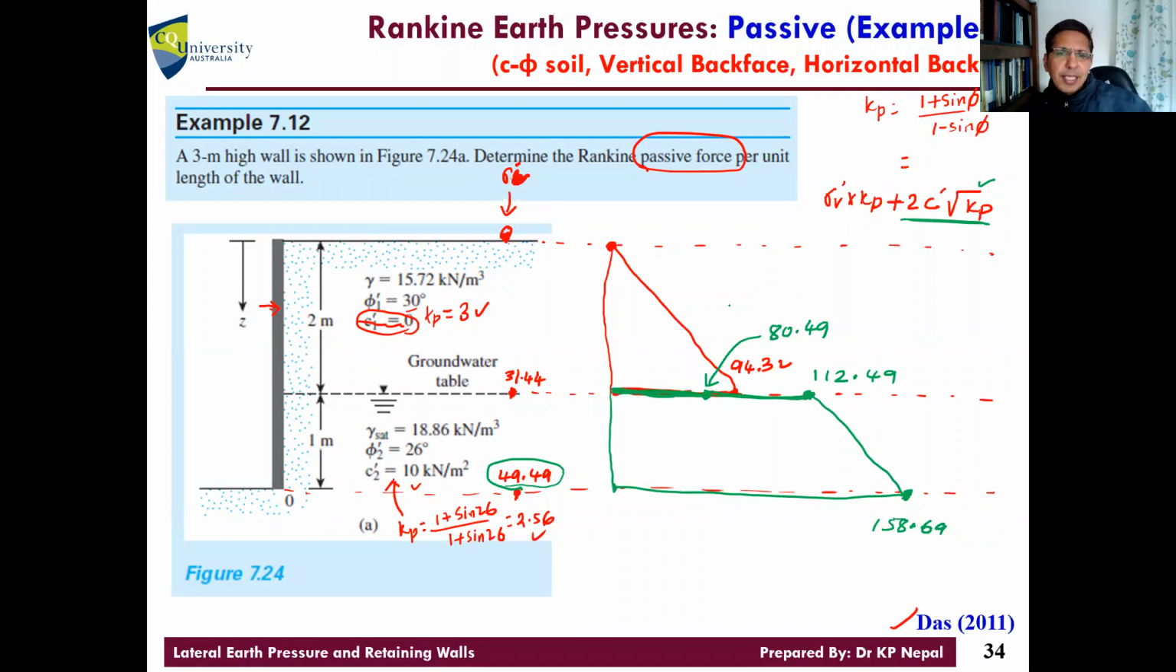Anybody has any questions now? First layer is sand, so there is nothing. So your second part is 0, and just use the first part. But as long as you go just below the layer, it's a clay, right? Cohesion there. So you need to include this cohesion calculation also in the second part. Good? Determine the Rankine passive force. Total force only, so it will be easy.